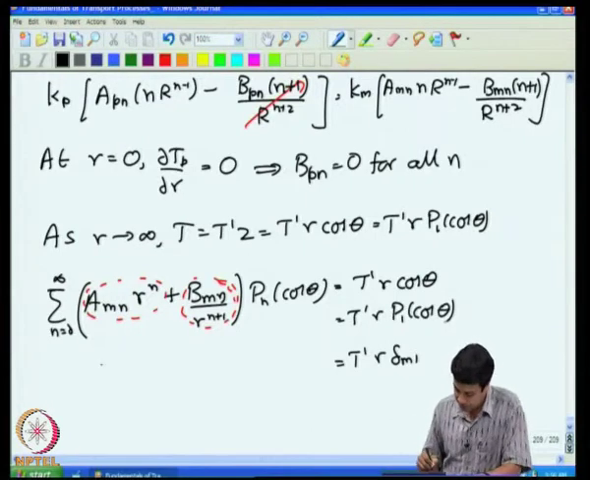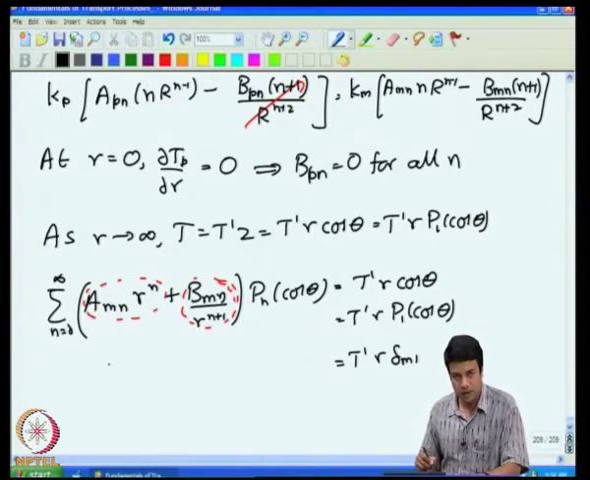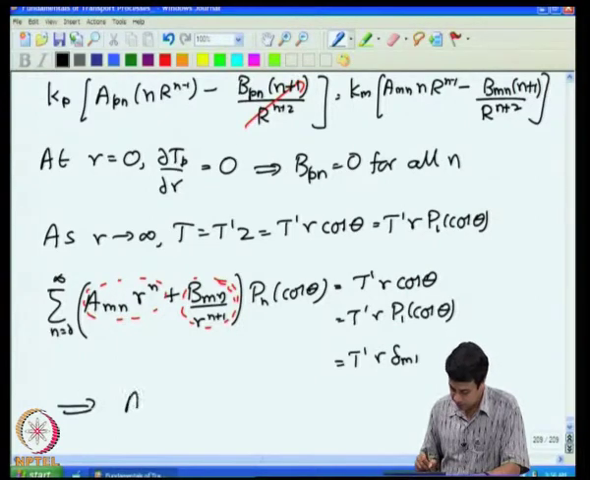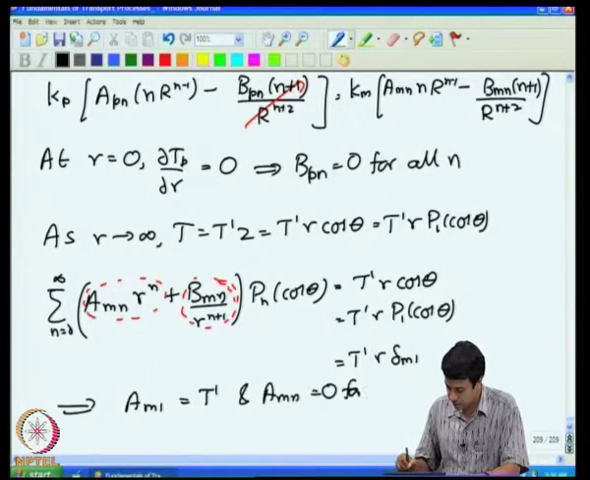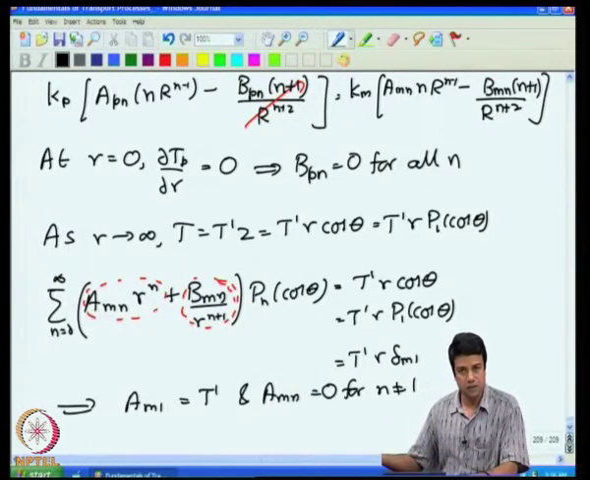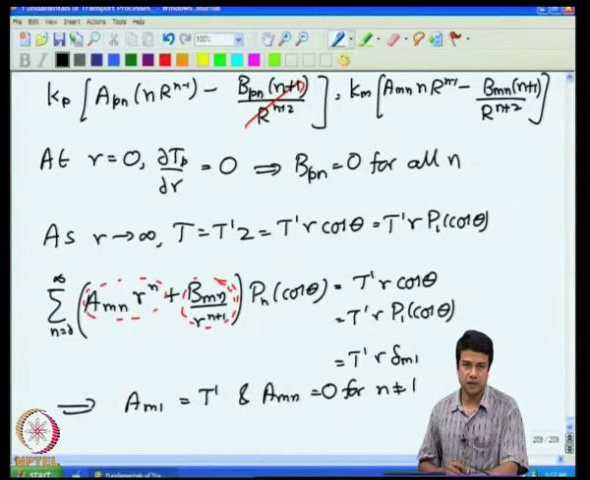m1. So, what this implies is that on the left hand side I have the coefficients, the right hand side is 0 unless m is equal to 1, which means that A_m1 is equal to T' and A_mn is equal to 0 for n not equal to 1. So, all other coefficients, A_m2, A_m3 etc., are identically equal to 0. That is what you get by the orthogonality relations in the limit as r goes to infinity.